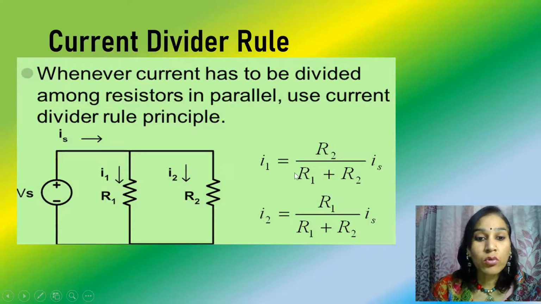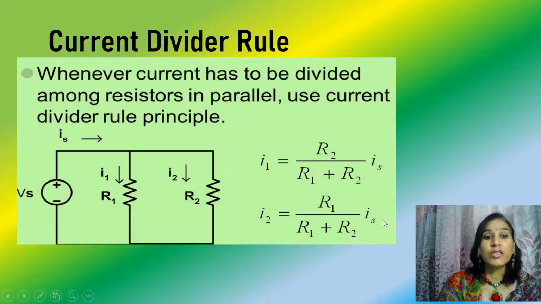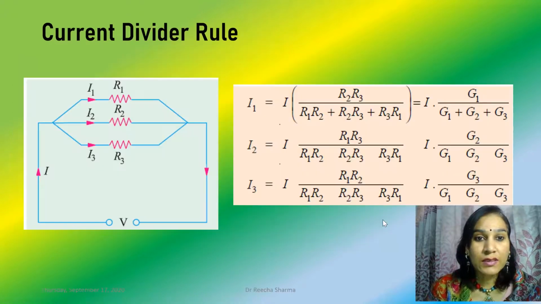So I1 is equal to the opposite resistance to R1, that is R2, upon the total resistance R1 plus R2, into the total current flowing in the circuit, Is. Similarly, when we want to find the current in the other resistance, I2 is equal to the opposite resistance R1 upon the total resistance R1 plus R2, into Is, the shunt current. Is means the shunt current. So this is the current divider rule.